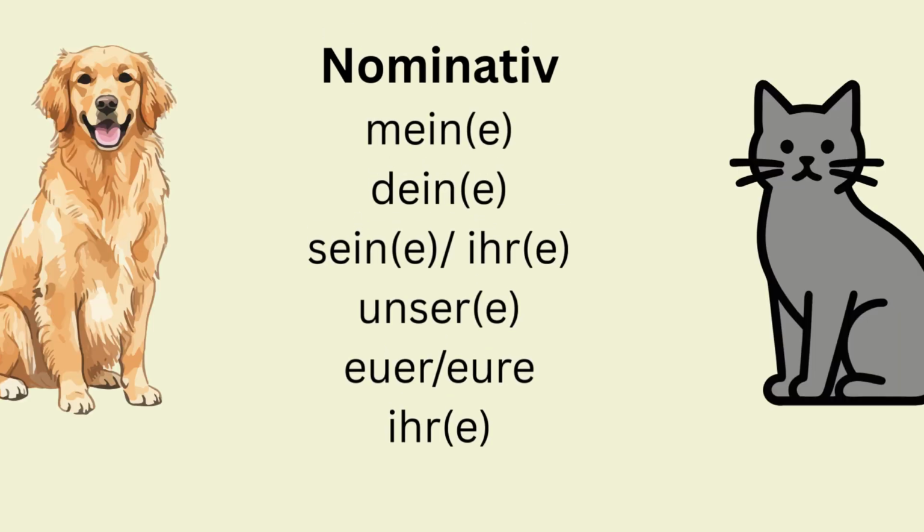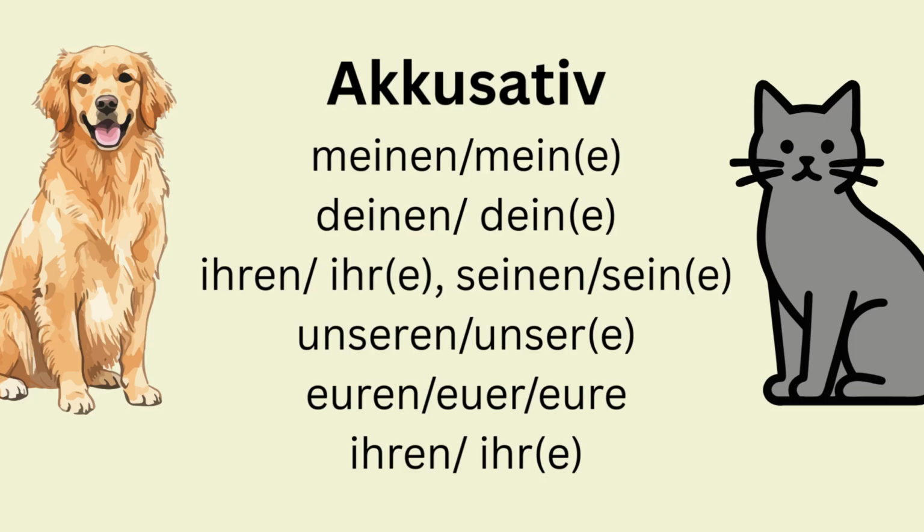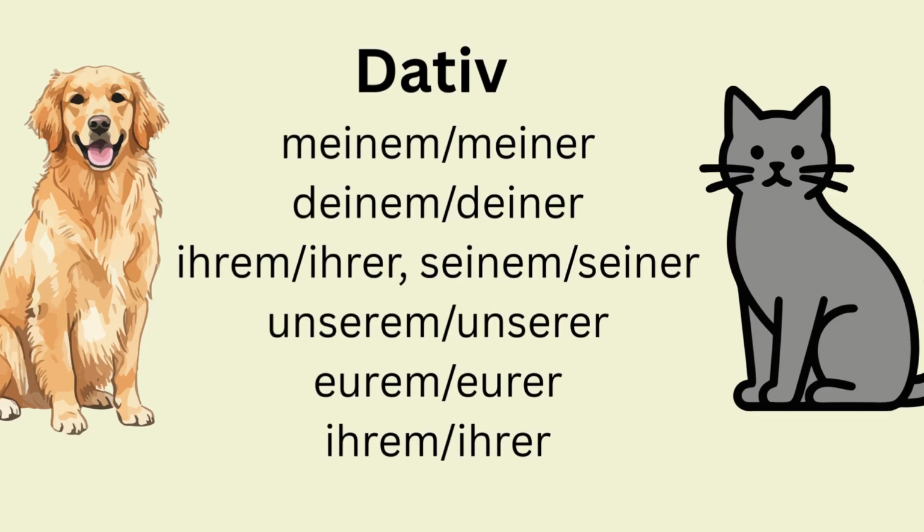So we now go once again through a chart for all the accusative and the dative endings. And after that, we do a little exercise together. You need to identify which case we use, which gender and which number we have, and add the correct ending.